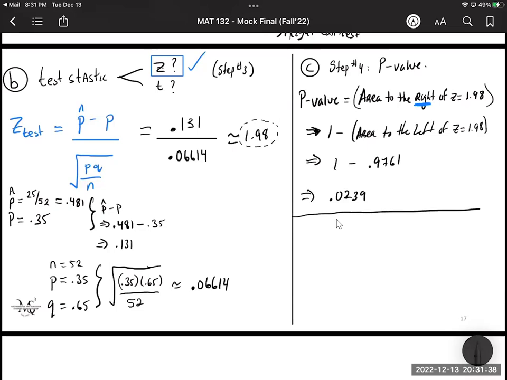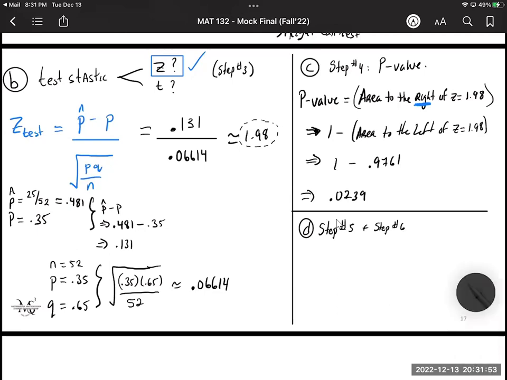Now we go on to part D, which is your last 2 steps. You go to step number 5 and step number 6. Step number 5 is the decision time. Step number 6 is your conclusion. Okay, decision and conclusion. We just found out from part C that the p-value was 0.0239. The alpha is equal to the significance level, which was 0.05.